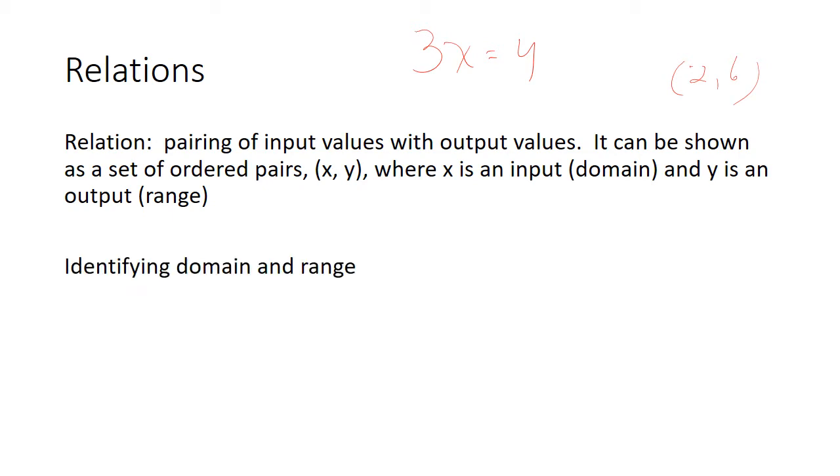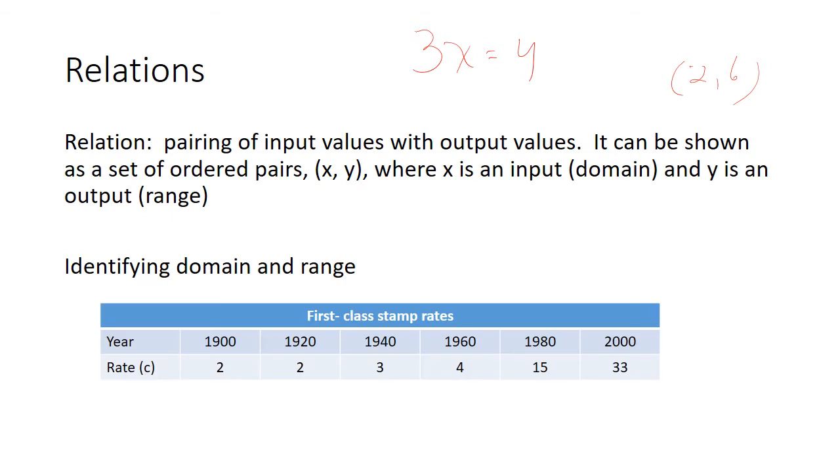So let's practice identifying some domain and range. I have a chart here listing the stamp rates for first class stamps depending on year. Our year is going to be our domain, and our range is going to be our rate, because the year determined what the rate was going to be. First off, let's write them in ordered pairs.